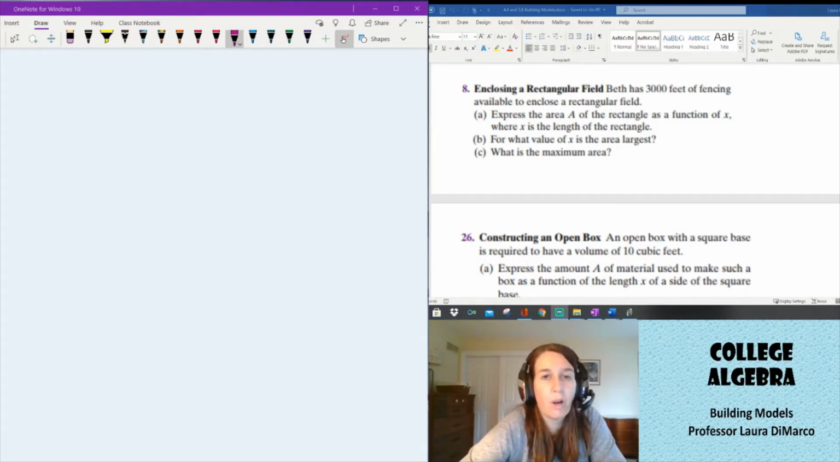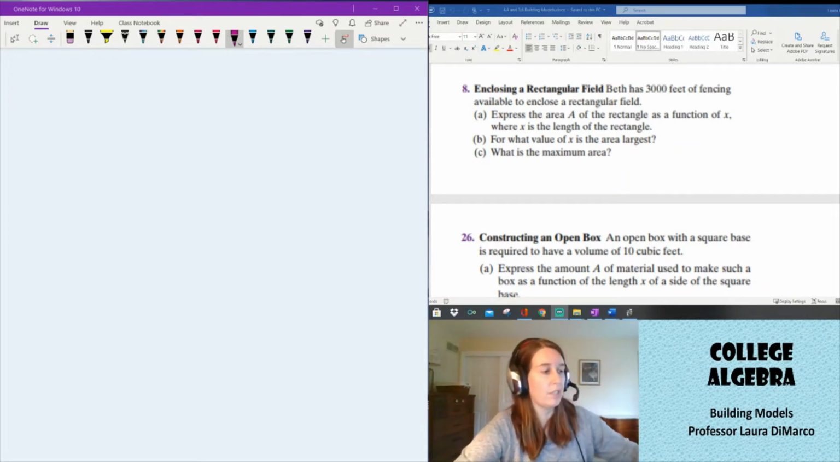This fourth problem of developing a model is probably one of the most common problems that you'll see. So definitely pay attention to the rectangular field problems and practice those as much as you can. There's several examples given of them. So in this case, we're enclosing a rectangular field. We have Beth, she has 3,000 feet of fencing available to enclose a rectangular field.